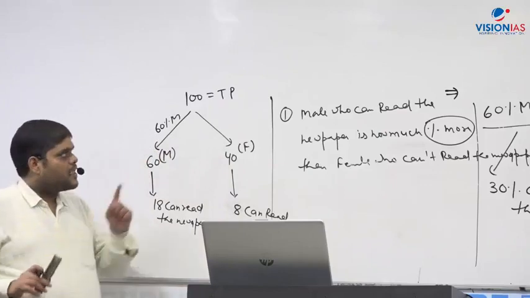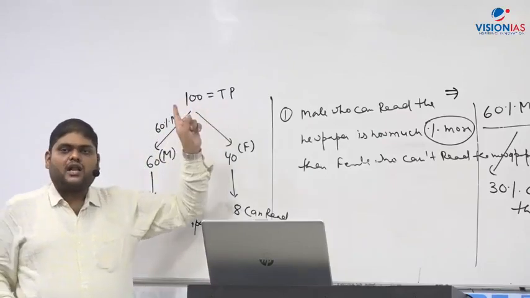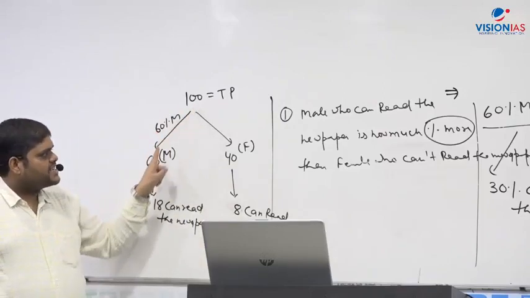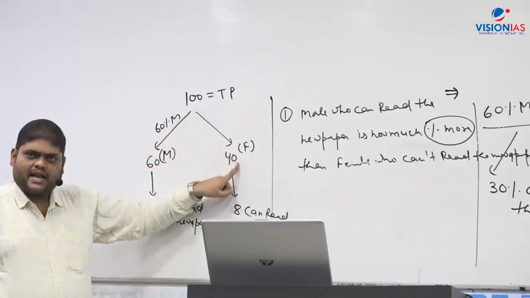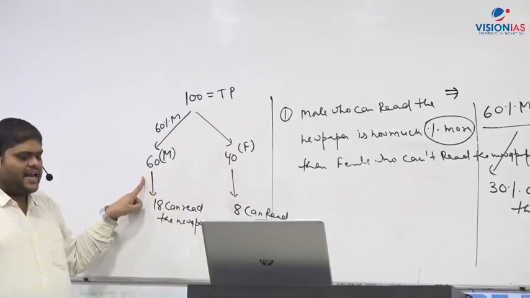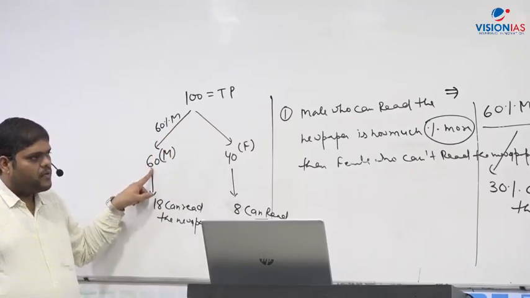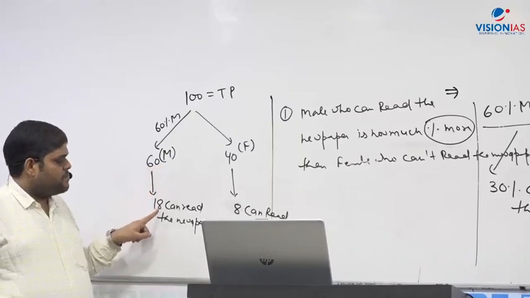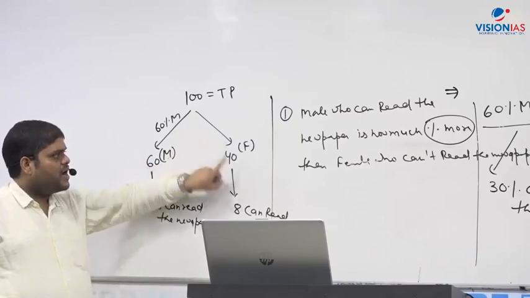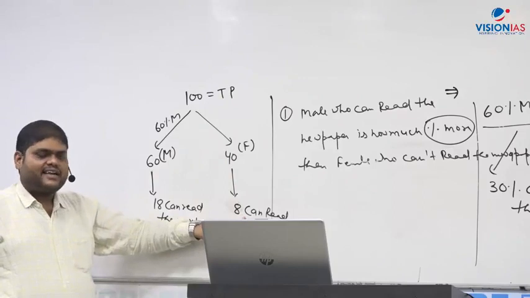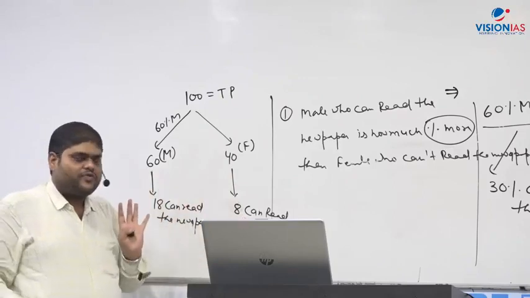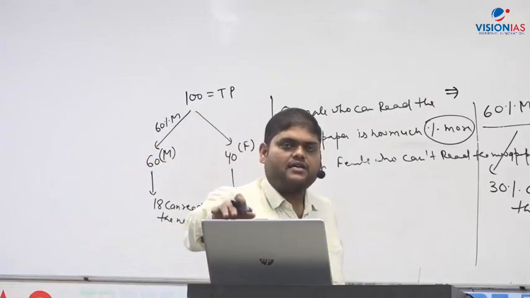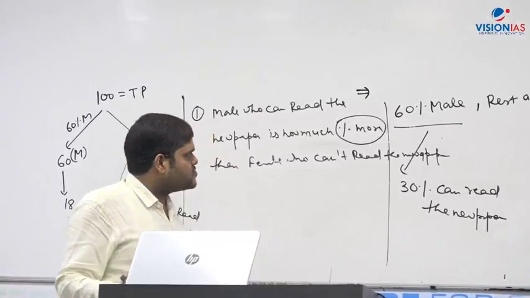What have we done? We have taken 100 as the total population. Out of this 100, 60% are male and the rest are female. Out of the male, 30% can read the newspaper. 10% becomes 6, so 30% becomes 18. Out of female, 20% can read the newspaper. So now we have all the data, and whatever question they ask, we can solve it.